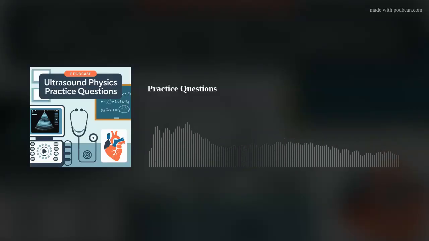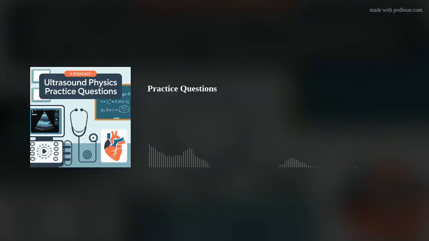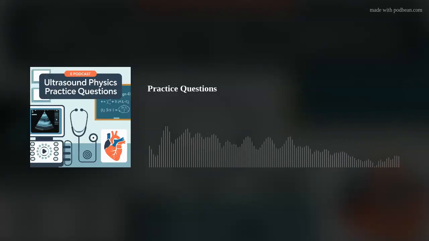Okay, this one asks about the relationship between frequency and wavelength. Can you refresh my memory on how those two are connected? Frequency and wavelength are inversely proportional. That means when one goes up, the other one goes down. Think of it like a seesaw. When one side goes up, the other side has to go down.